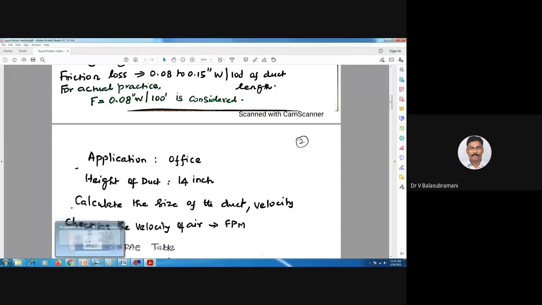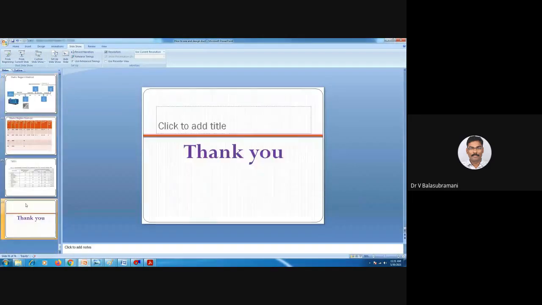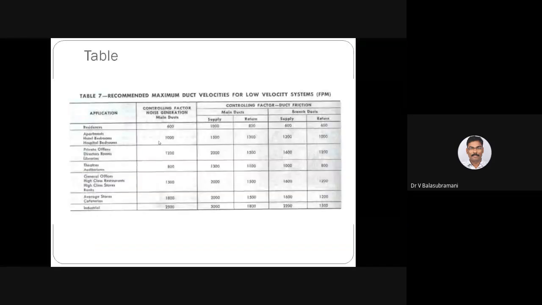So now I choose one important thing, the recommended maximum duct velocities from ASHRAE. This is a controlling factor for noise generation for a main duct. This is a controlling factor for duct friction for a main duct as well as a branch duct. So I am going to design only the main duct first.